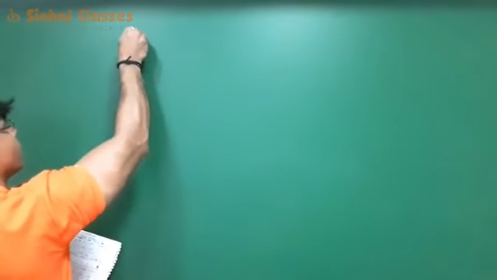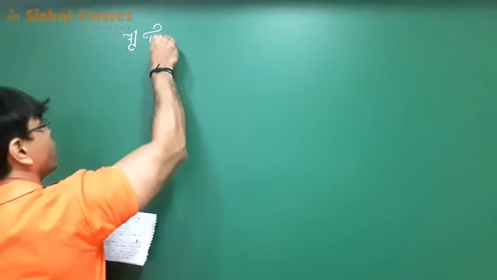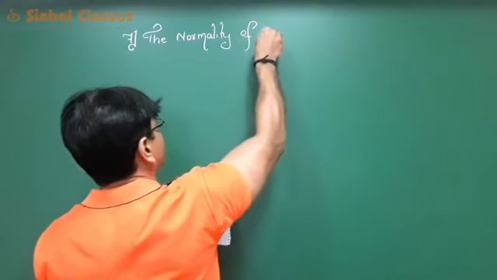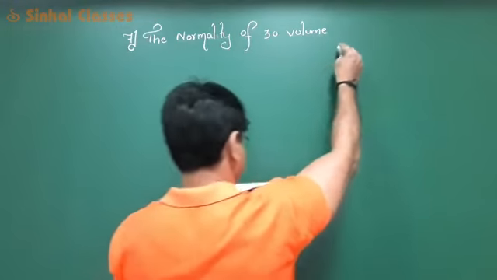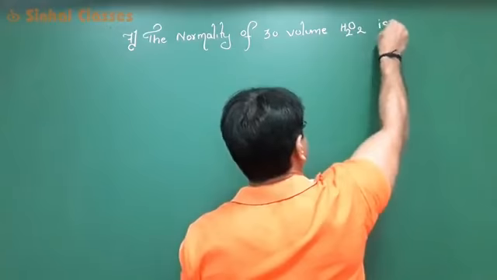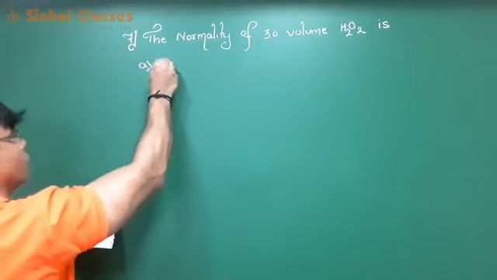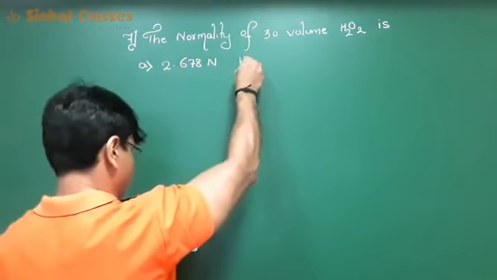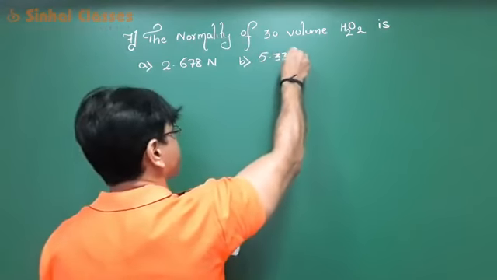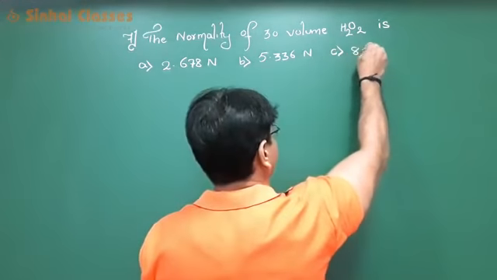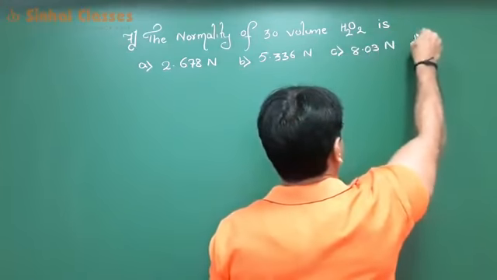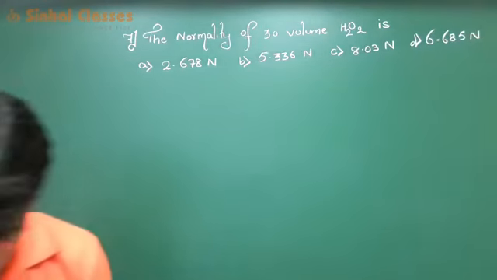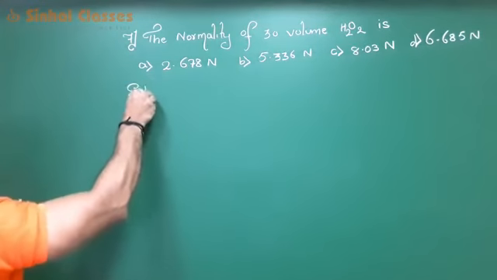Now we go for question number 7. The normality of 30 volume hydrogen peroxide is: A, 2.678 normal; B, 5.336 normal; C, 8.03 normal; or D, 6.685 normal. Now, how to get the solution for this? Solution.